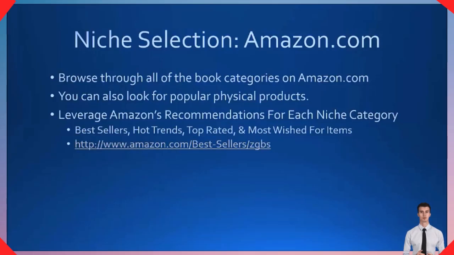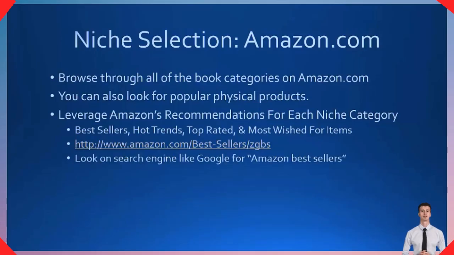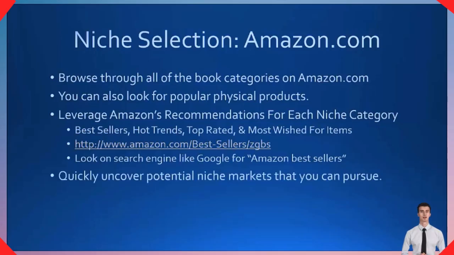This is a link here on Amazon that will tell you all about their best sellers. Once you're there, you'll be able to click on the hot trends, the top rated and most wished for items. So it's Amazon.com/bestsellers, letter Z, G, B, S. And you could also look on the search engine, like Google for example, your favorite search engine, and go to Amazon bestsellers, do a search for that, and that should bring up the same link in case it has changed on us.